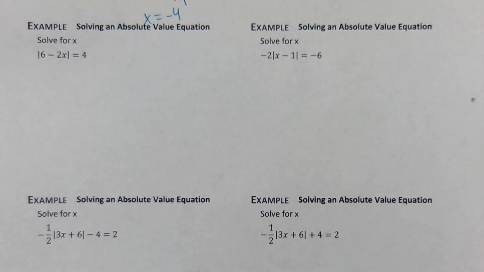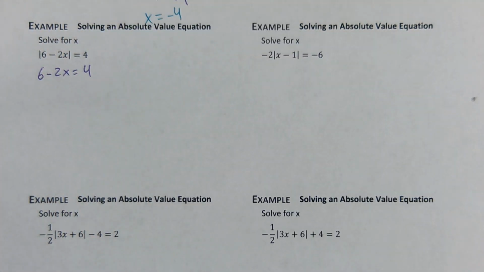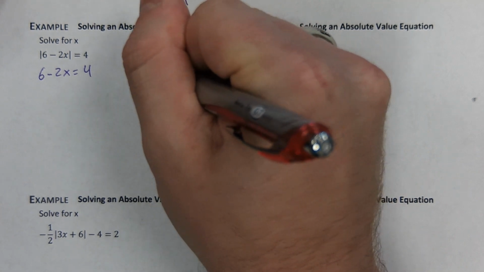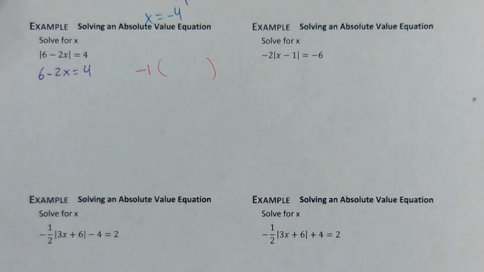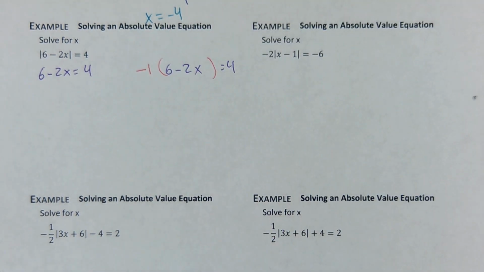Best case scenario, the inside was positive and the absolute value bars didn't do a job. Worst case scenario, the inside was negative and the absolute value bars hid that from us. We're going to solve these two independent of one another, and we're ready to rock and roll.